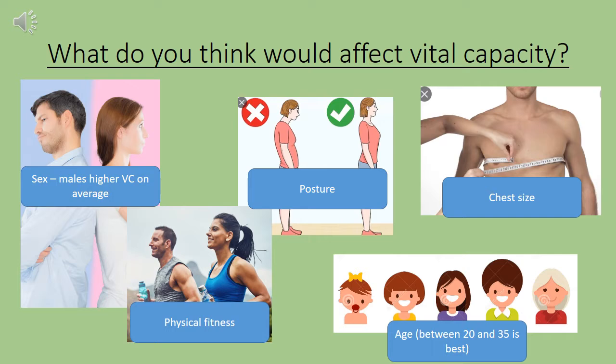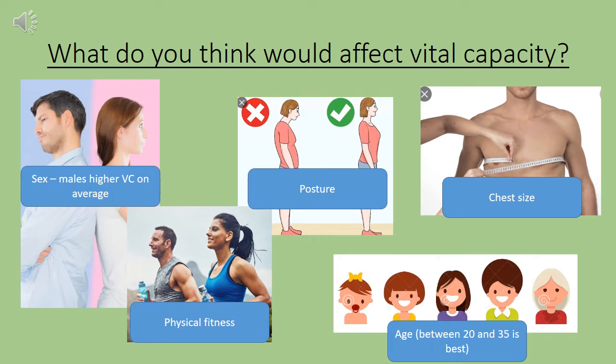Physical fitness. The more fit that somebody is, the higher their vital capacity will be, the more air they will be able to blow out of their lungs at any one time. Also, posture is very important. Of course, if you are always hunched and slouched over, you are squashing up your lungs. They don't have a lot of space to do their job. So if you're sitting up nice and straight, then you are stretching out your abdomen and you are giving your lungs a chance to do their job the best that they can.